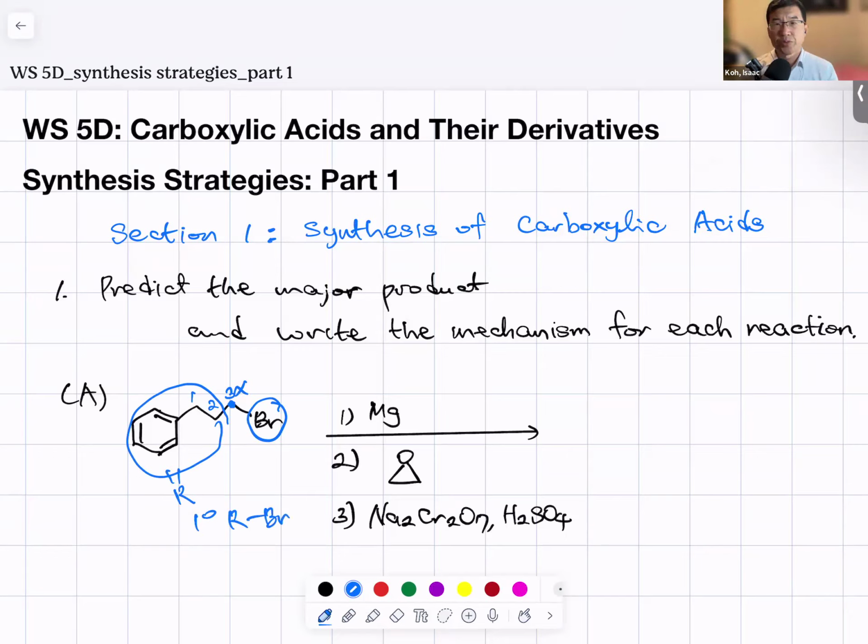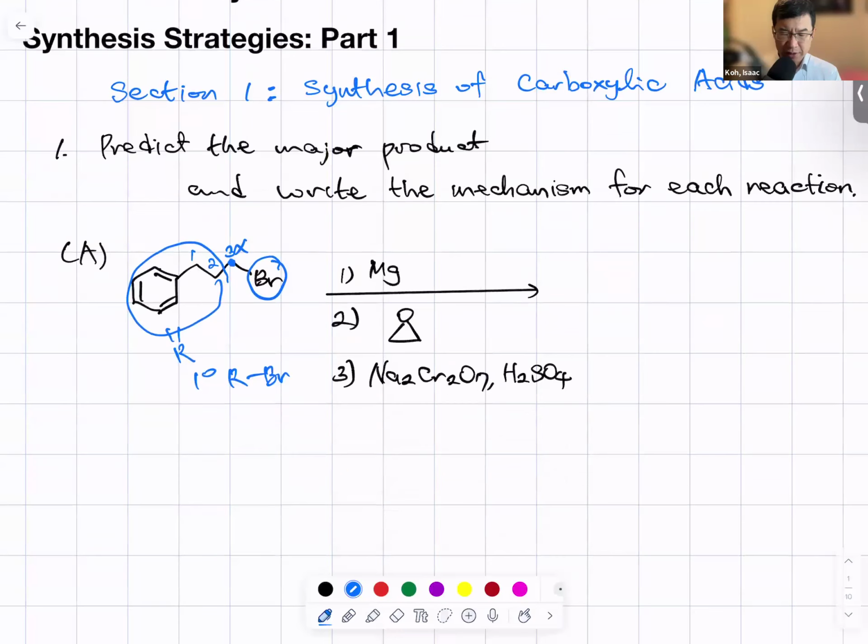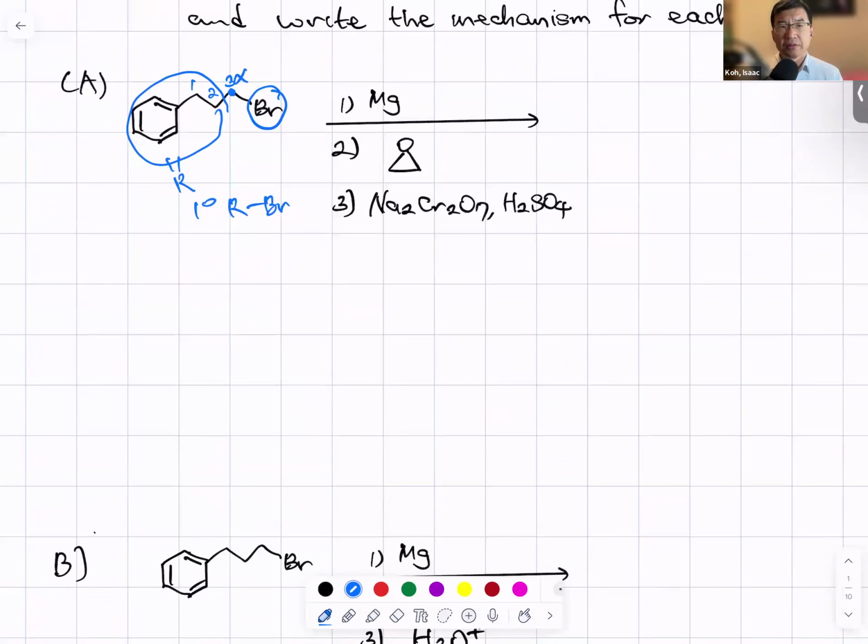And when this is treated with magnesium metal in ether solvent, diethyl ether solvent, followed by addition of epoxide, and finally a strong oxidizing agent, sodium dichromate in sulfuric acid, it will be completely oxidized into something else. So let's think about it one by one.